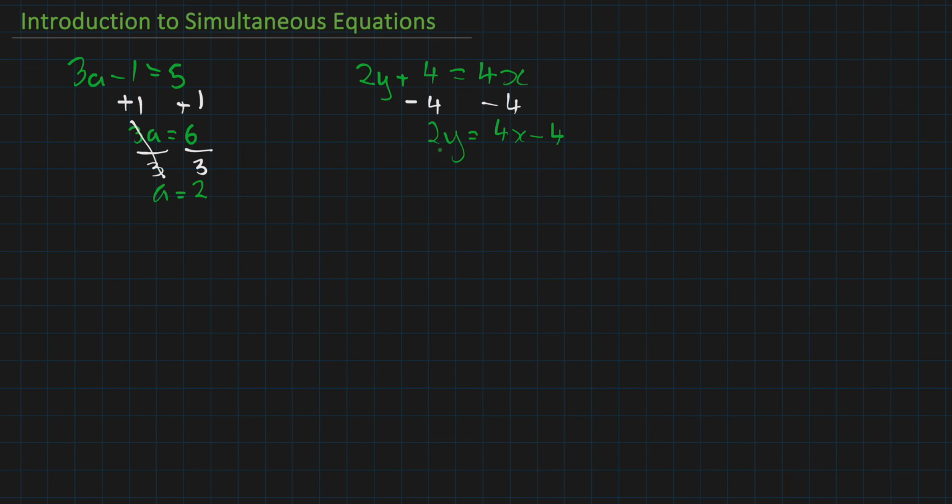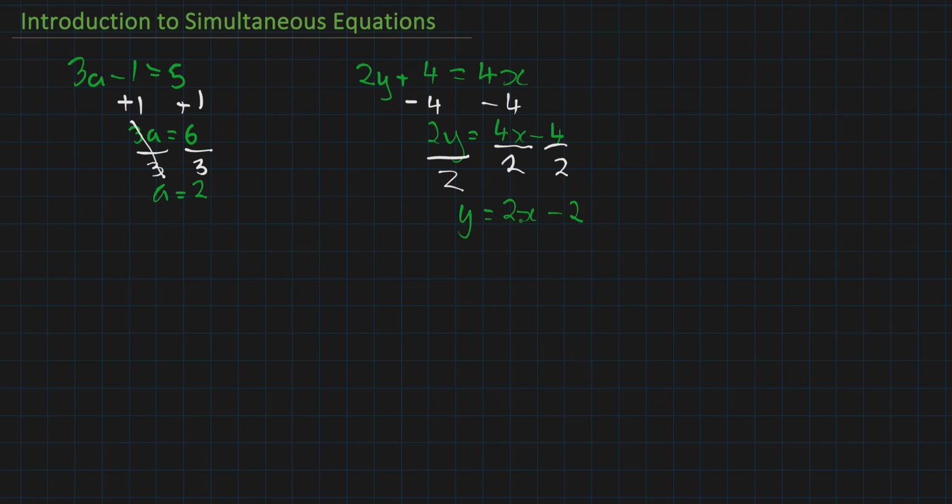And then I could get rid of this 2 again, so I'd divide by 2 here, and whatever I do to that side, I have to do to each term on the other side. So I'd divide both those terms by 2, and I'd end up with y is equal to 2x minus 2. But I haven't really solved it, and we've seen this before. This is a linear relationship, and we have multiple solutions that would fit.